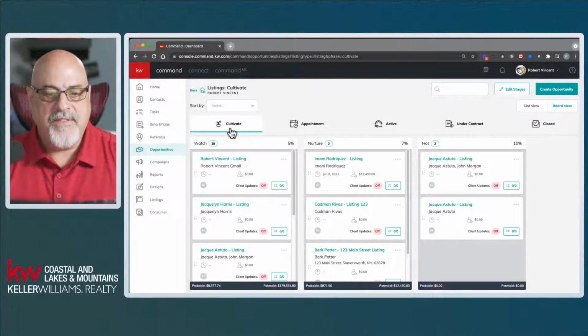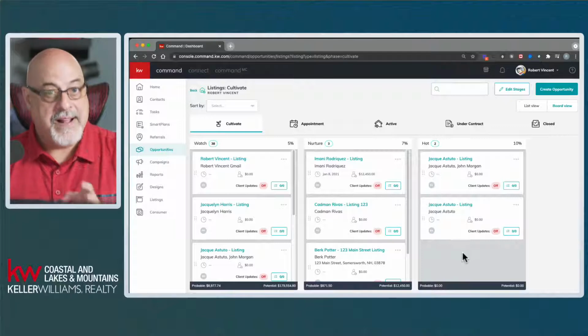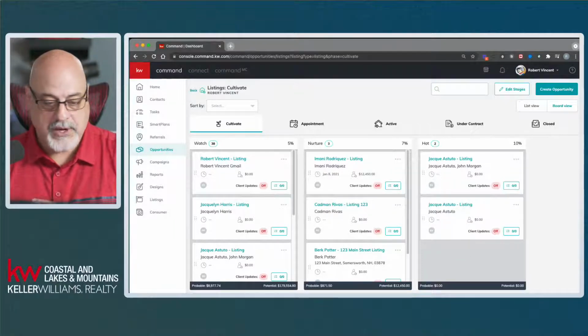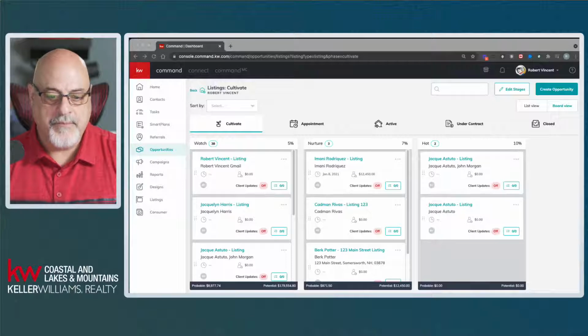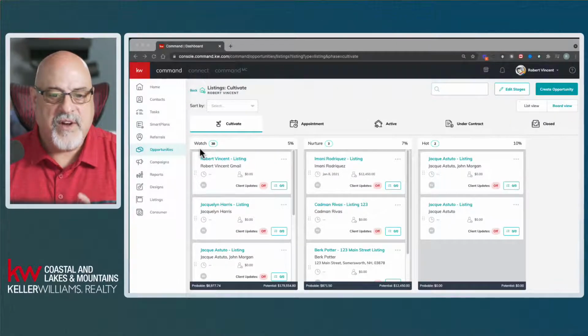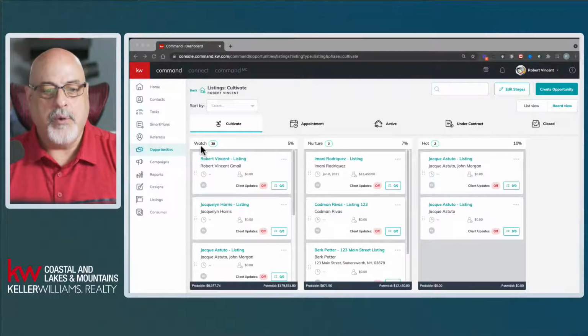The cultivate phase is now showing up at the top. And underneath that, there are 3 columns for this phase. However, different phases may have different numbers of columns, okay? So when we look at this, what we want to remember is that the phase is divided into, in this case, 3 stages: the watch stage, the nurture stage, and the hot stage.